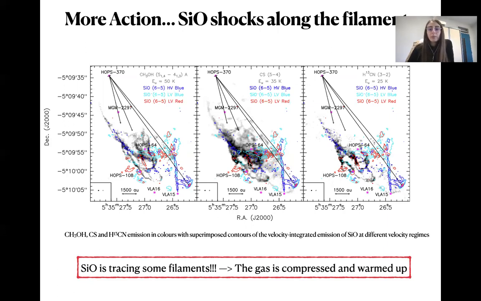So despite the SiO emission being more located toward the west, we could also observe this SiO signature on the filament. This suggests that the gas is being compressed and warmed up. So there is a mechanism that results in this compression of the cloud and creates SiO shocks.